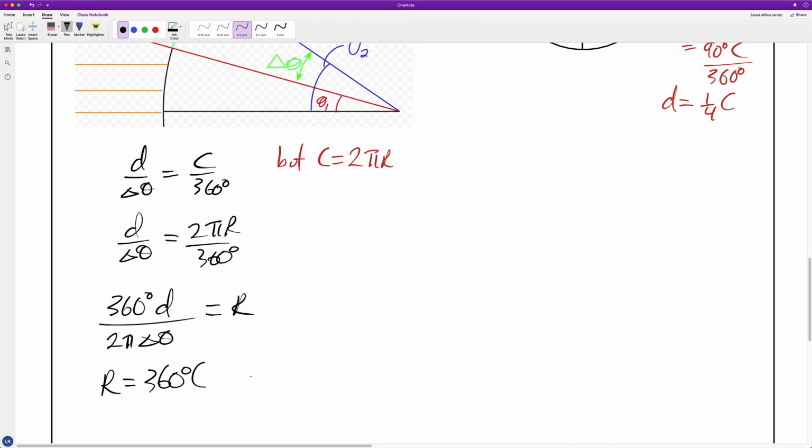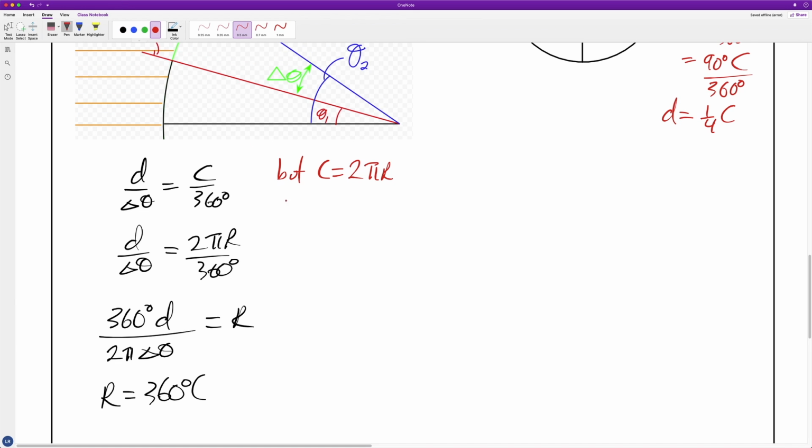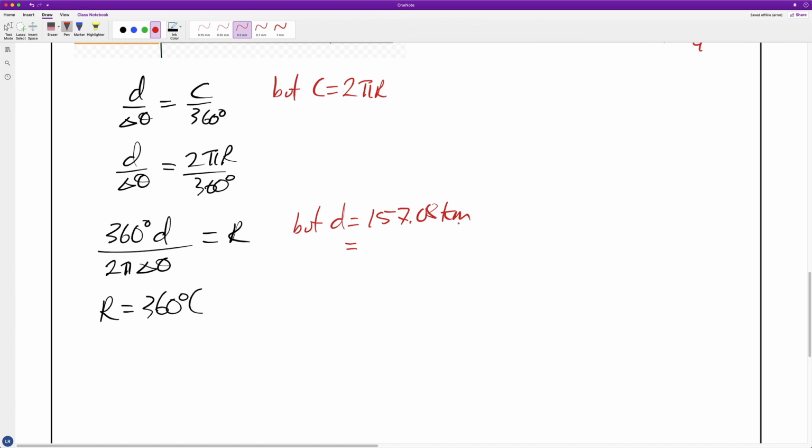Now, here's the thing. That distance is 157.08 kilometers, but those are the wrong units. We have to multiply by 1,000. So first thing I'm going to do is put this in scientific notation, which is 1.5708 times 10 to the 2 kilometers. Multiplying by 1,000 is the equivalent of multiplying by 10 to the 3. So 10 to the 2 times 10 to the 3, you just add the exponents, and we get 1.5708 times 10 to the 5 meters.